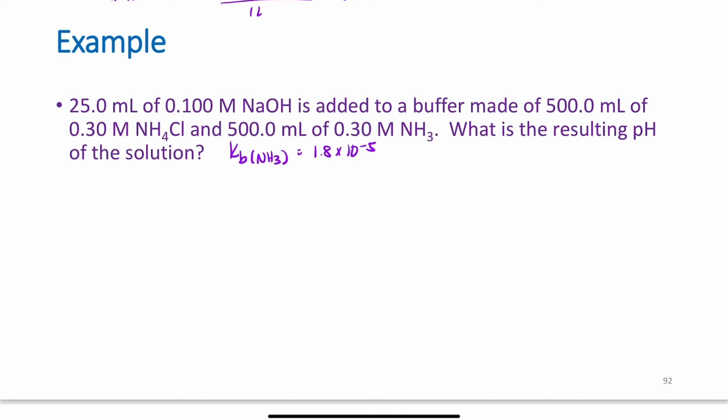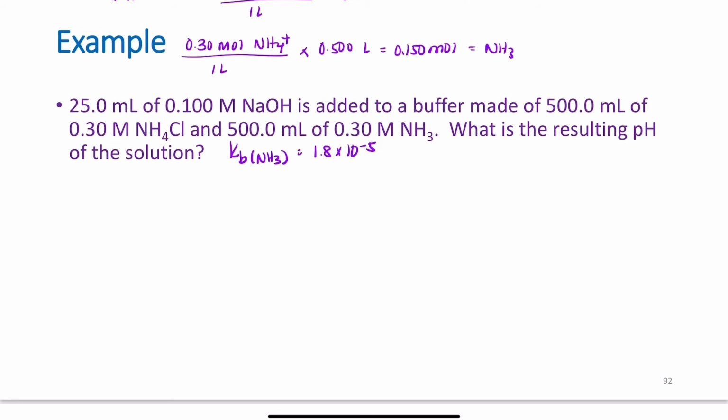I've also got 0.3 molar NH4 plus per 1 liter of solution. And I'm using 500 mils of that, or 0.5 liters of that, which gives me 0.150 moles. And this also equals the number of moles of ammonia because they're equal in solution. I have 0.3 molar ammonium chloride and 0.3 molar ammonia in that 500 ml solution.